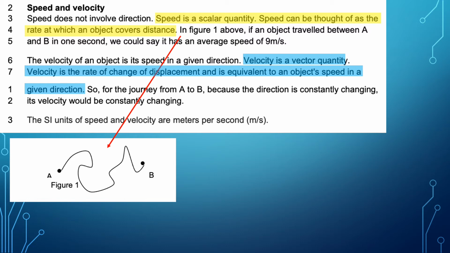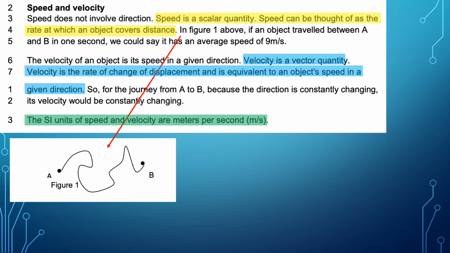Okay. So for the journey from A to B, because the direction is constantly changing, the velocity would also be constantly changing as well. Because we're looking at magnitude and direction, if the magnitude isn't changing, if it's constant, then you could say the velocity is the same. But since the direction is not constant, since the direction is constantly changing, then we would say that the velocity is also changing as well.